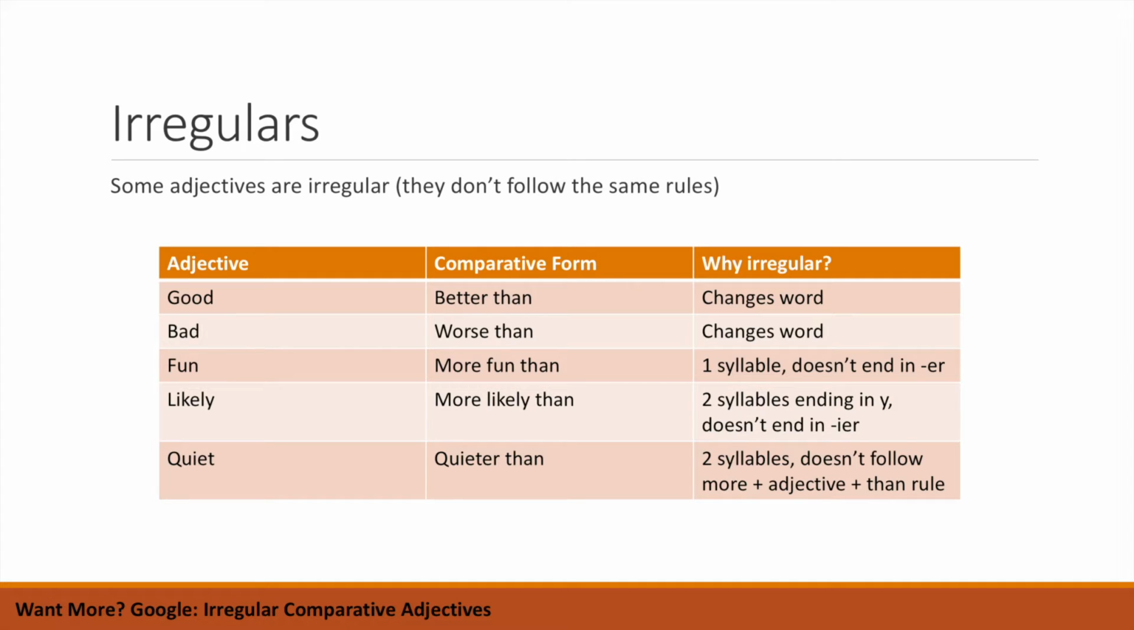We also have the irregular adjective bad. To write the comparative form of bad, we have to write worse than. Again, this is irregular because the word changes. Pause the video, take a look at the list. Make a key note why these adjectives are irregular. Try to practice writing some sentences using the comparative form of these irregular adjectives.